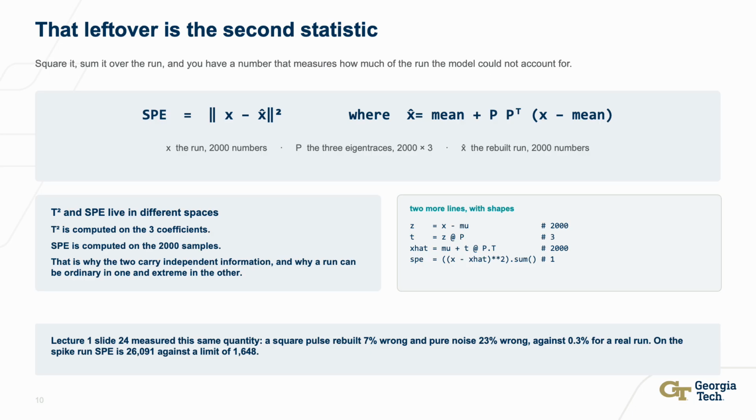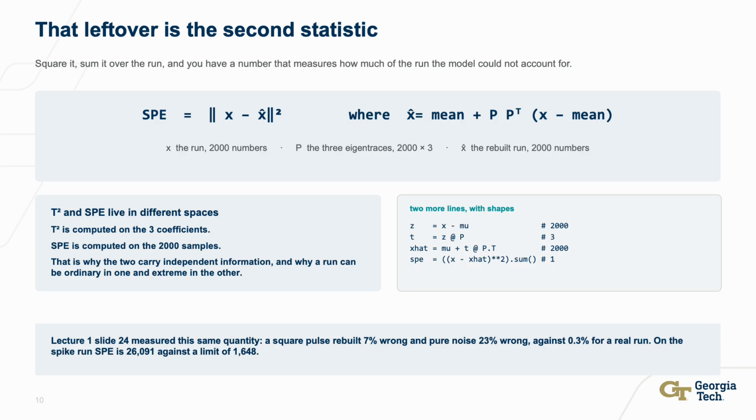You have made this quantity already in lecture 1, slide 24, where the model is a square pulse and got 7% error, and on pure noise it got 23%, against 0.3% for a real run. That gap was the whole point of that slide. This is the same measurement applied to a fault. Two more lines of code: center, project, reconstruct, then take the difference, square, and sum.